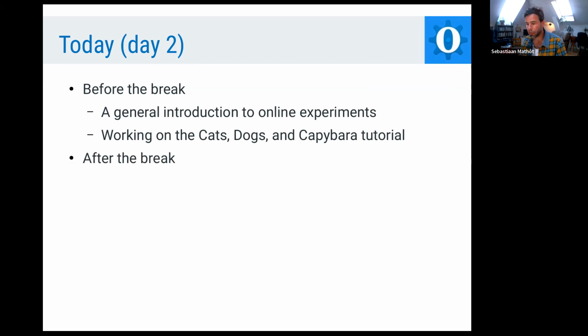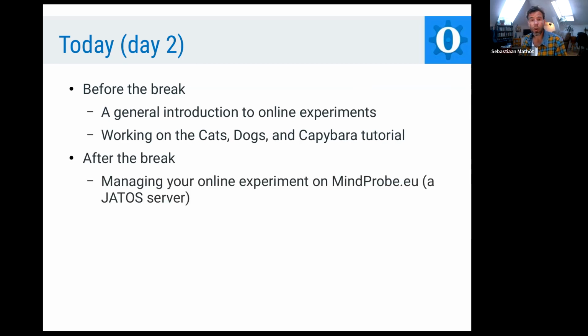Then we'll take a short break, and after the break, we will move from developing the experiment on your own computer to uploading it to a server called mindprobe.eu. I will create accounts for you on Mindprobe and give you login details for that. And Mindprobe is a server that runs software called JATOS. You will see it, of course, later. But basically, you have to think of it as a server that you upload your experiment to, and then it will generate links, and you can give those links to participants. To participate in the experiment, participants simply click on the link. It starts the experiment in their browser, and the data is stored on the JATOS server, so on mindprobe.eu.